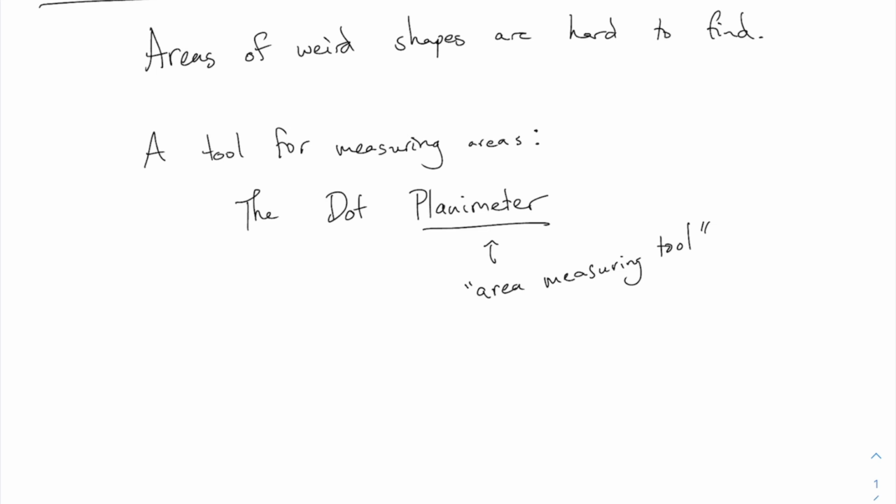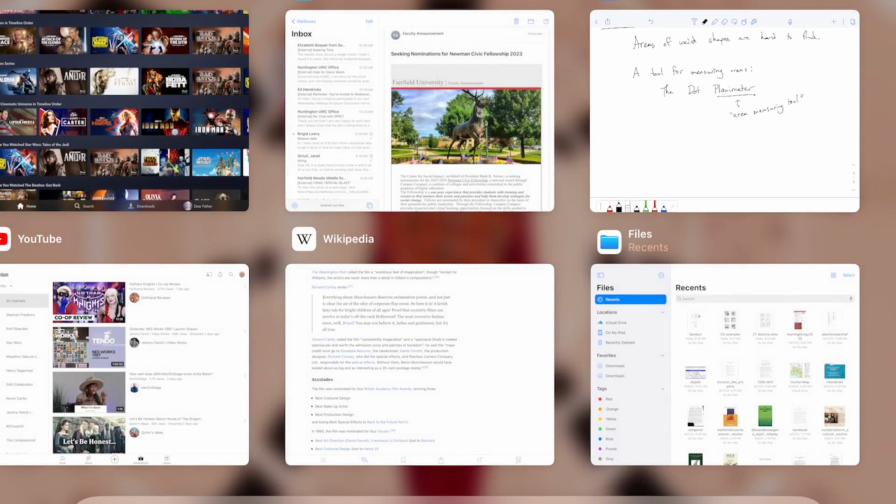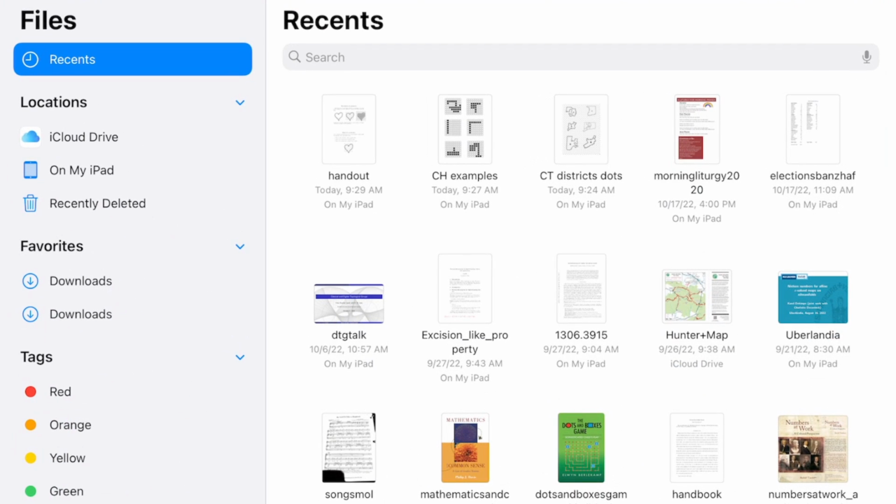Here, you'll see what I mean. If you feel like this is a very simple and stupid idea, you are right. But it works really well, actually. Any one of us could have come up with this idea. All right, so this is the fabulous dot planimeter. I'm going to try to get this on my screen too.